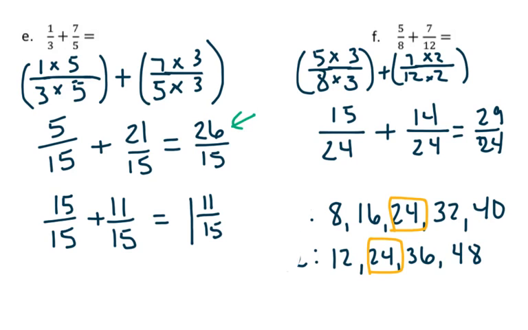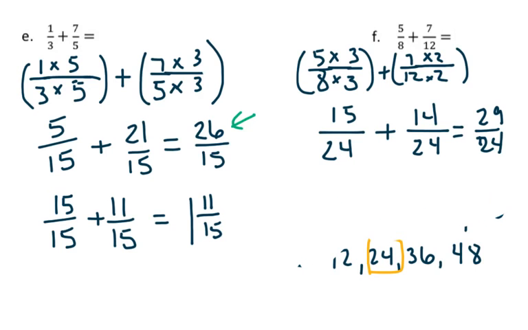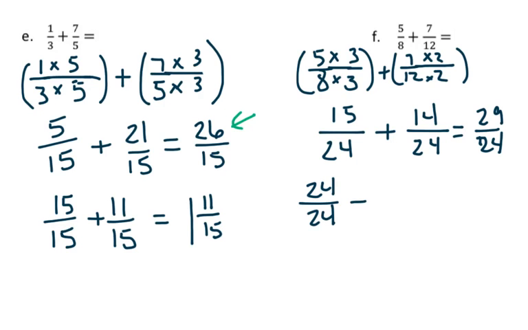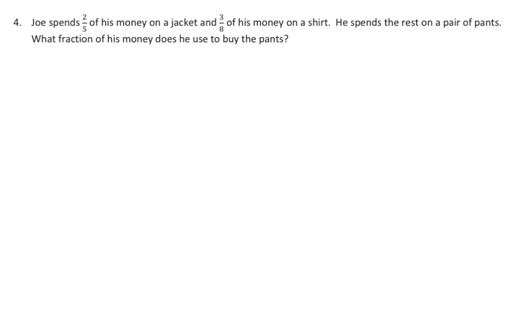So 29/24 again is an improper fraction because the numerator is larger than the denominator. We can rewrite this as 24 over 24 plus 5/24, which is equal to 1 and 5/24. The student would have got the same answer with the denominator of 96. They just would have had to simplify their fractions, and then again getting the correct answer of 1 and 5/24.